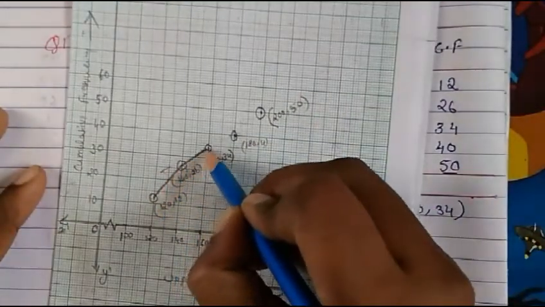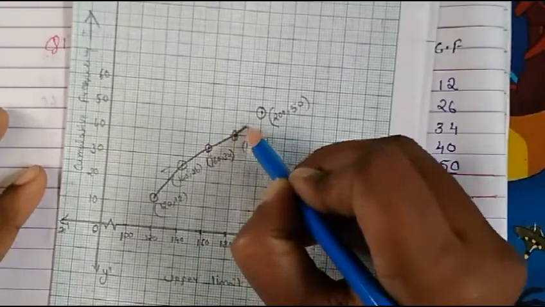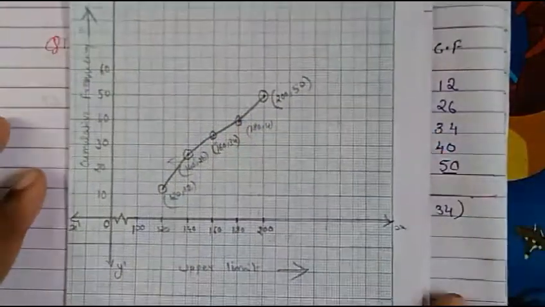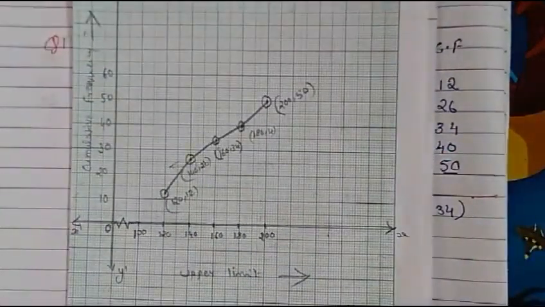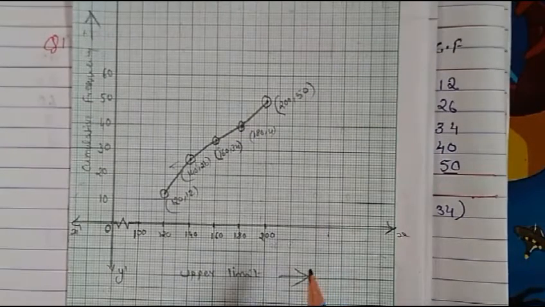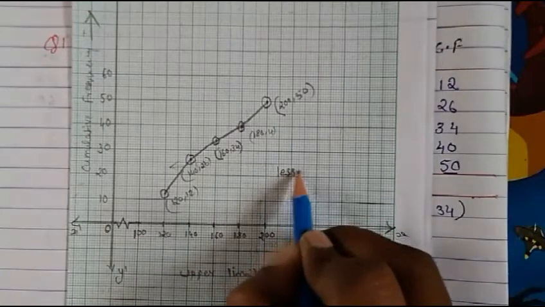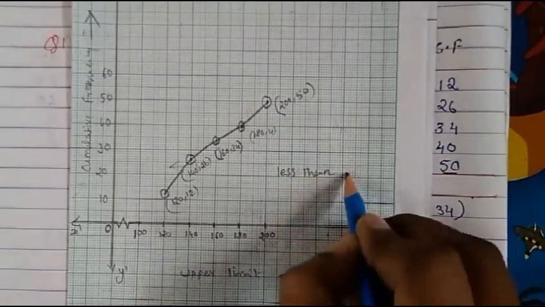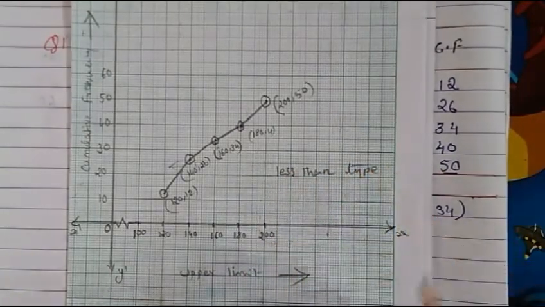So from here to here, here to here, here to here, here to here. So that much only, because it is not asked to find out the median, it is asked only to find the less than type. So you can write here less than type.